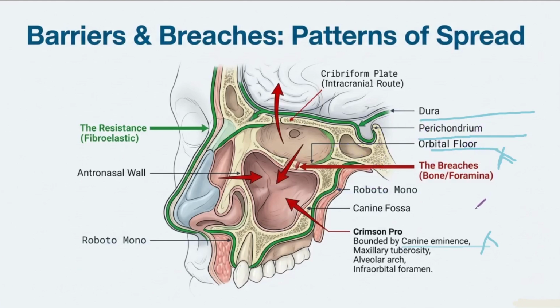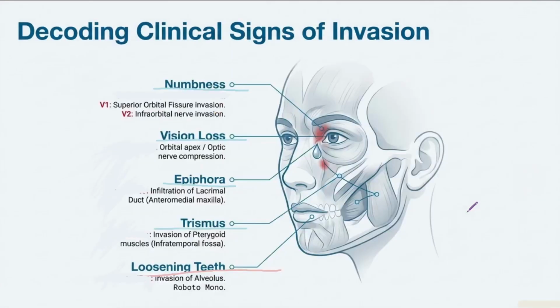And this leads to some horrifying physical signs. The text describes how you can tell where the tumor has gone just by looking at the patient's face, like if they have loose teeth. Well, think about it. If the teeth are loose, the bone holding them in is gone. It means the tumor has eaten through the floor of the sinus into the jaw.